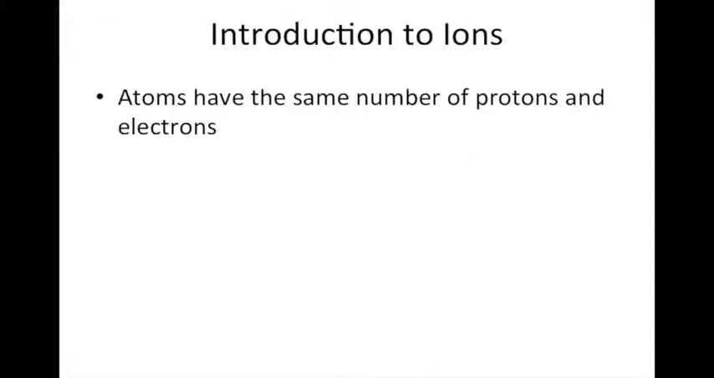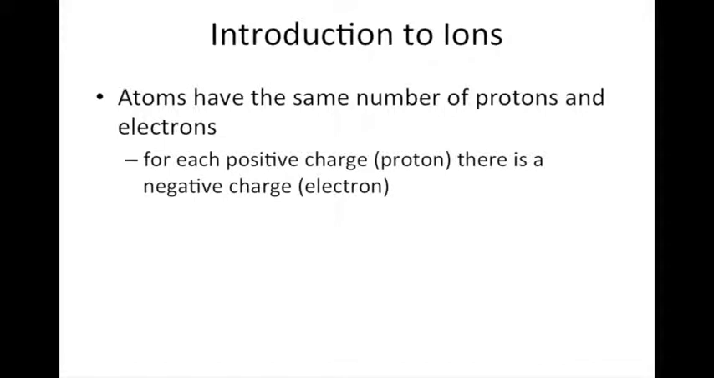In this video, we're going to give an introduction to ions. So atoms will have the same number of protons as they do electrons. In other words, for every positively charged proton that an atom has in its nucleus, it will also have a negatively charged electron around the nucleus. So since atoms have the same number of positive and negative charges, we can say that they are neutral, or we could say that they have a net zero charge.